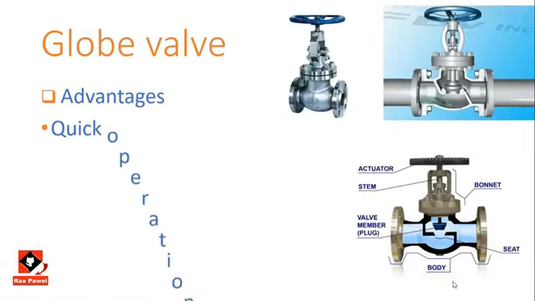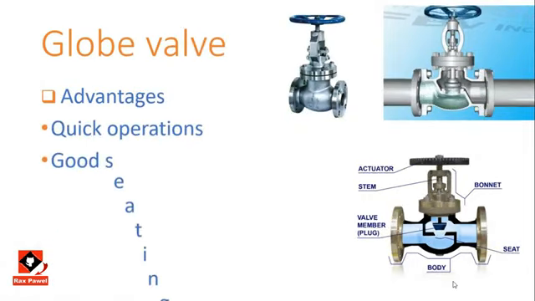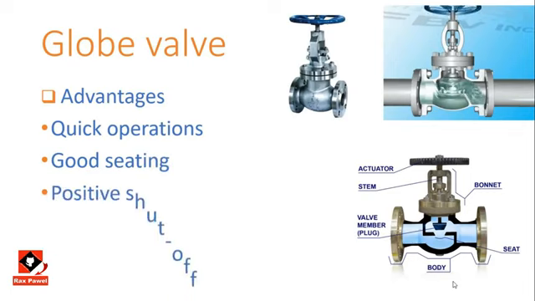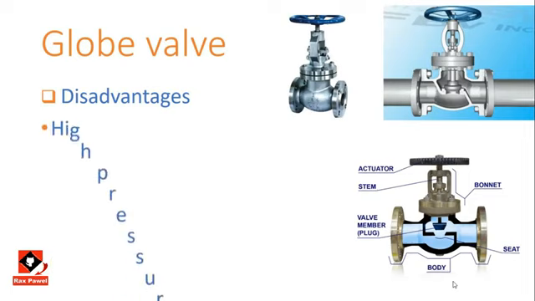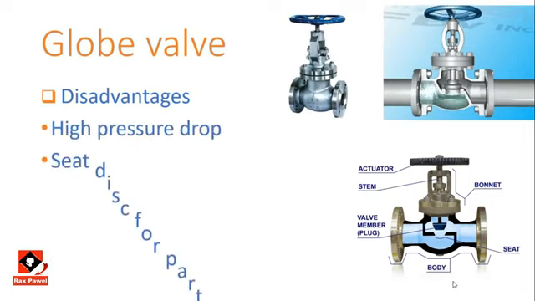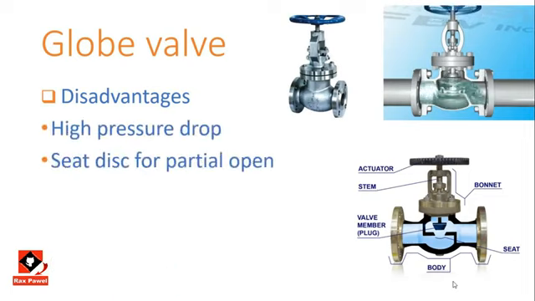Advantages. This valve can operate quickly due to its short stem, and this is the most reliable form of seating, which provides preferred shut-off. Disadvantages. Globe valve has higher pressure drop than gate valve and it causes the seat disc to wear in partially open conditions.